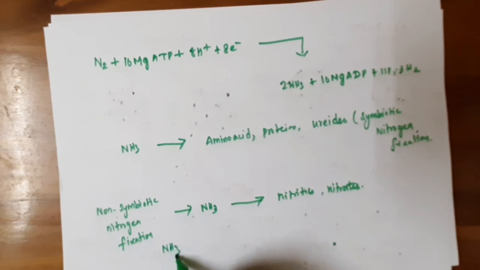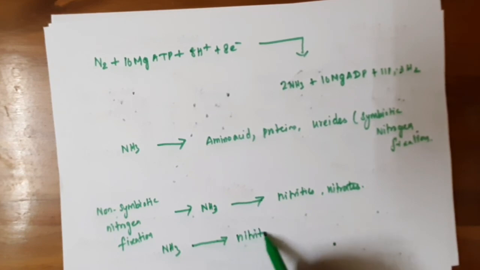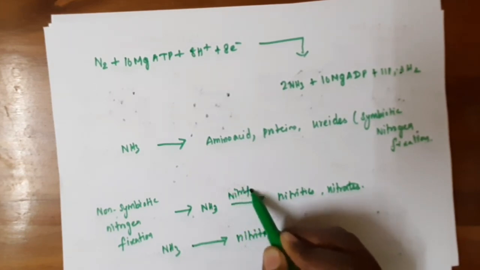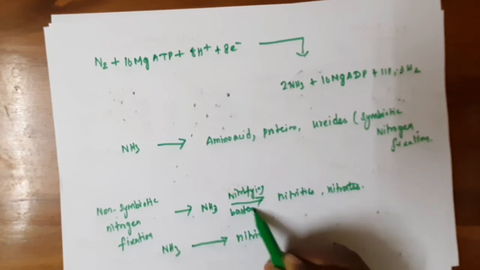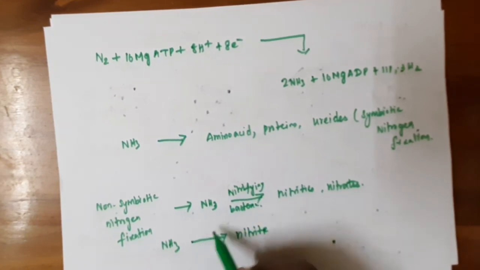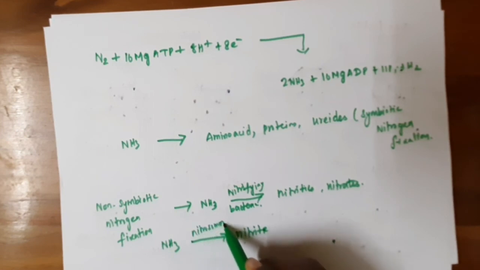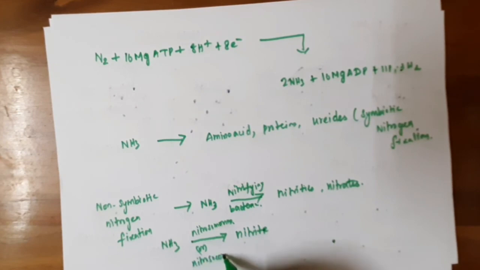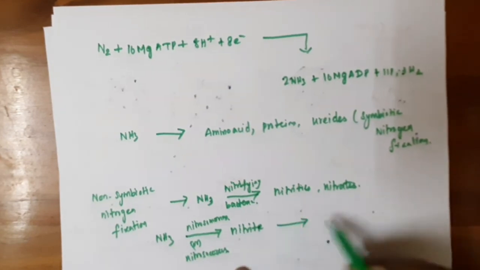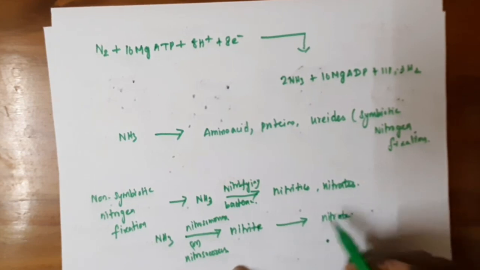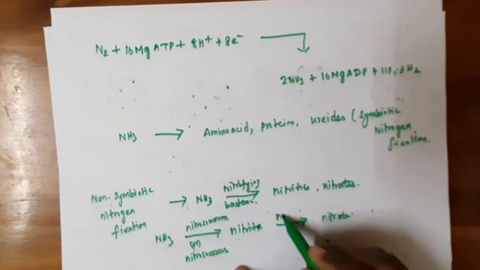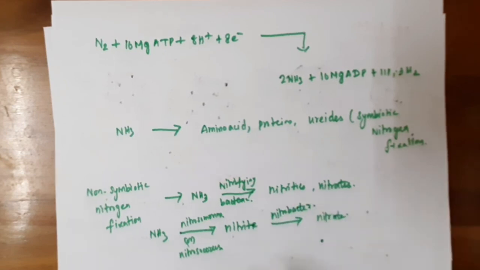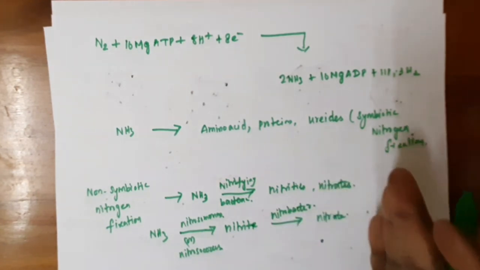First, the ammonia from non-symbiotic nitrogen fixation is converted into nitrite using nitrifying bacteria such as Nitrosomonas or Nitrosococcus. This nitrite is further converted into nitrate using the nitrifying bacteria called Nitrobacter. So this is the nitrogen fixation in symbiotic and non-symbiotic systems.